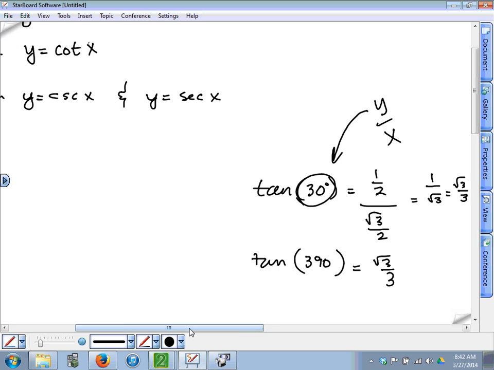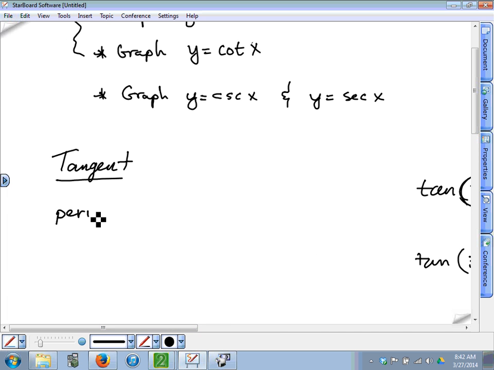So the period, instead of 2 pi divided by b, the period is going to be pi divided by the absolute value of b. That's one difference. One difference is the way that you find the period. It's pi divided by b. Another difference, and this is a pretty big difference.